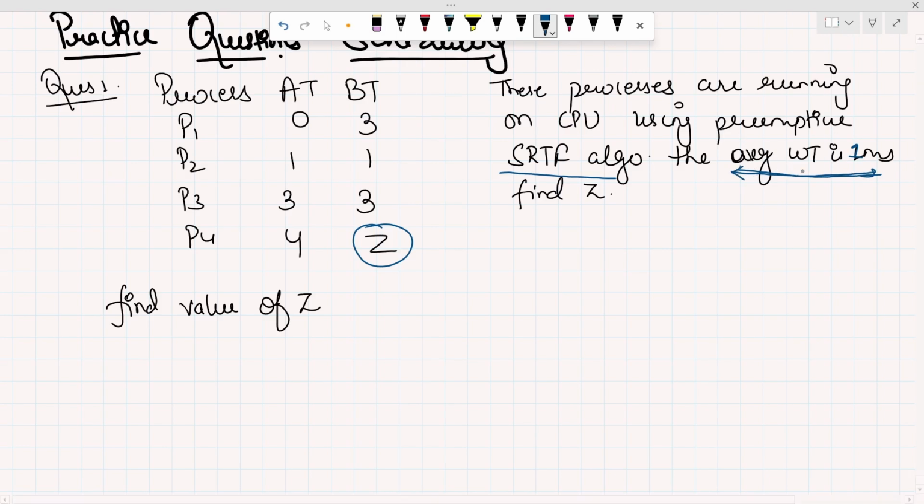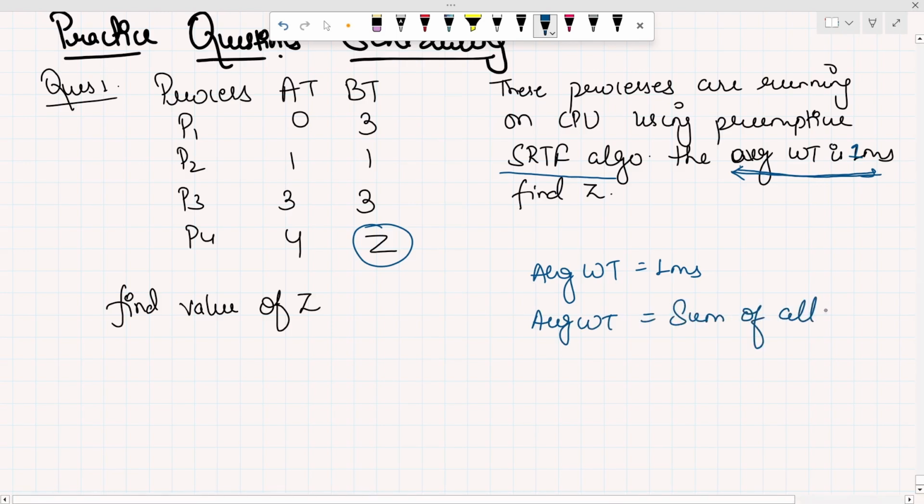It says that the average waiting time for these processes is 1 millisecond. What does this line want to say? It says that the average waiting time is equal to 1 millisecond. What is the average waiting time? It is just the sum of all the processes' waiting times divided by the number of processes.